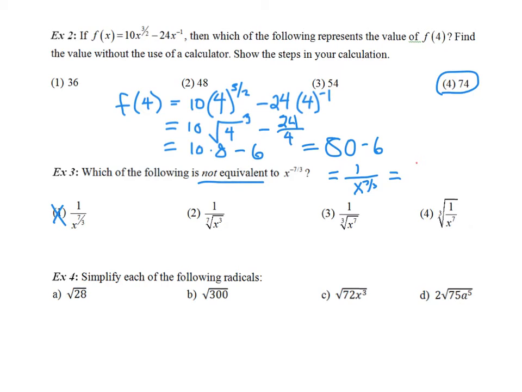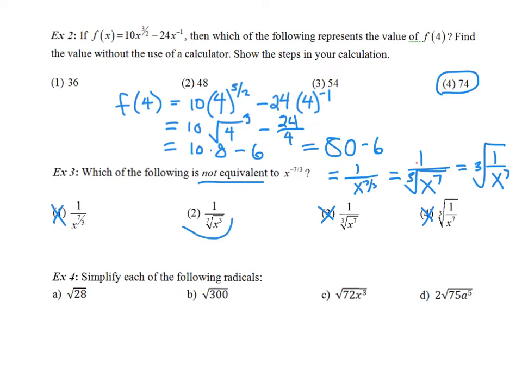I could also write this as 1 over the cube root of x to the 7th. Let's see if we see that one. Yes, of course, choice number 3. So that one is also equivalent. And another way of writing this would be what we see in choice number 4, the cube root of 1 over x to the 7th, only because the cube root of 1 is also 1. So this one is equivalent as well.